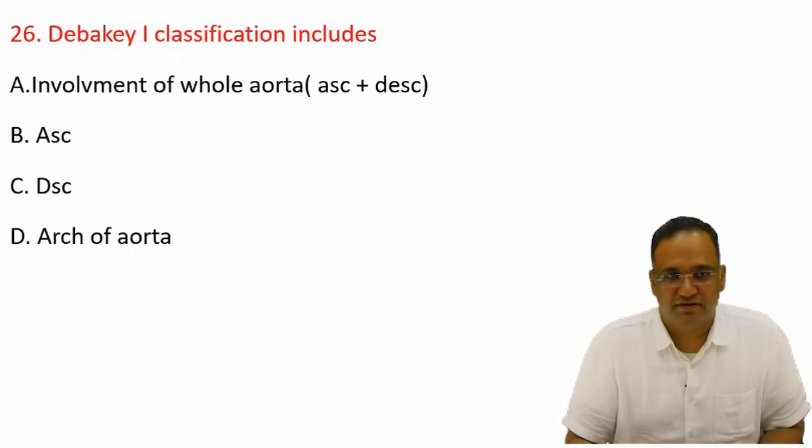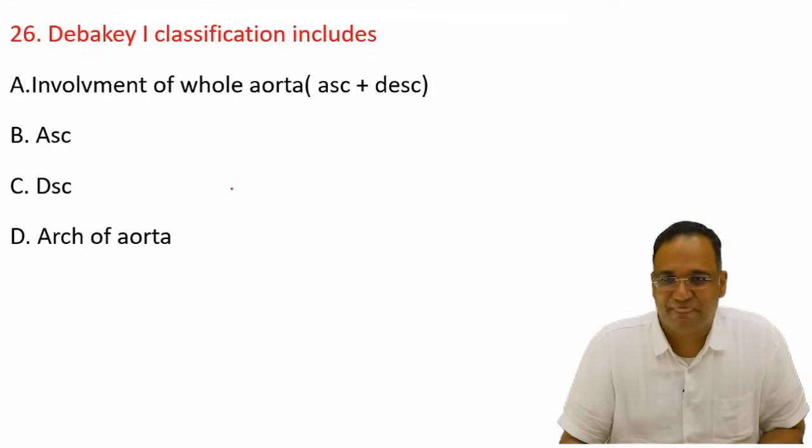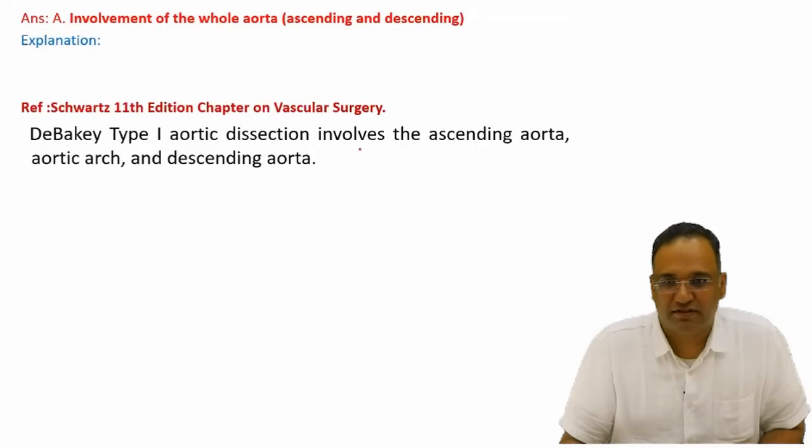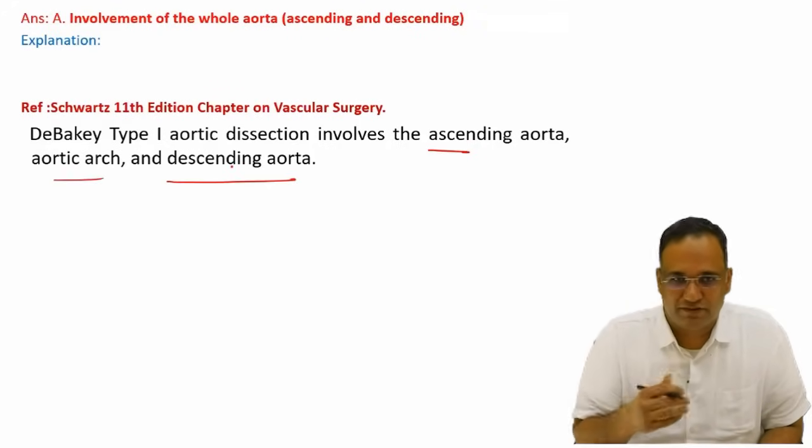21st edition of Sabiston. DeBakey type 1 includes aneurysm. What kind of aneurysm? Where does it involve? Yes, this is cardiothoracic surgery. And it's very straightforward, a simple question. The right answer is involvement of the whole aorta, ascending and descending. So, type 1 dissection involves the ascending aorta, arch and the descending aorta. Type 1 is complete.